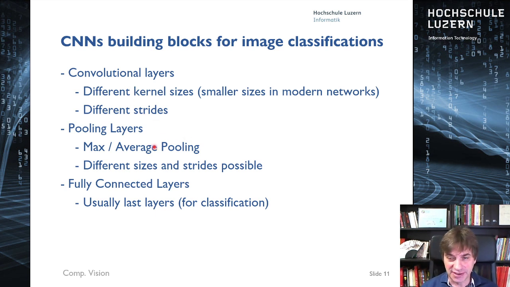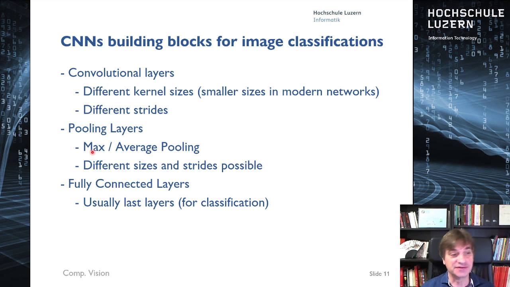Then you have pooling layers. You can use max or average pooling. We will see that in a repetition: you look at a 2 by 2 or larger neighborhood and then just keep the max or average value.